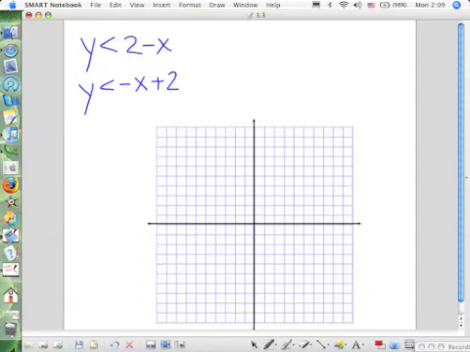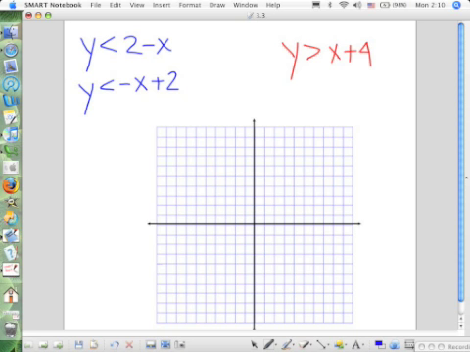Your second line is y is greater than x plus 4. All right, so it's in mx plus b form. So Austin, for the blue line, is it going to be broken or solid? Broken. It is going to be broken. When I go to graph that line, where do I start?